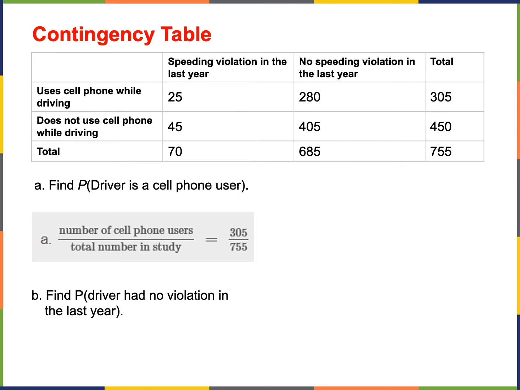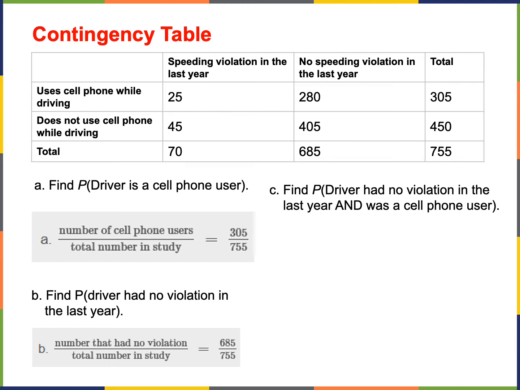Let's do another one. Let's see if you can find the probability that the driver had no violations in the last year. Let me give you a couple seconds, or you can pause this video to see if you can figure it out for yourself. To find the probability of drivers that had no speeding violations this last year, you take the number of people that had no violations over the total number in the study. So here's the number of people that did not have any speeding violations, 685, over the total, which is 755.